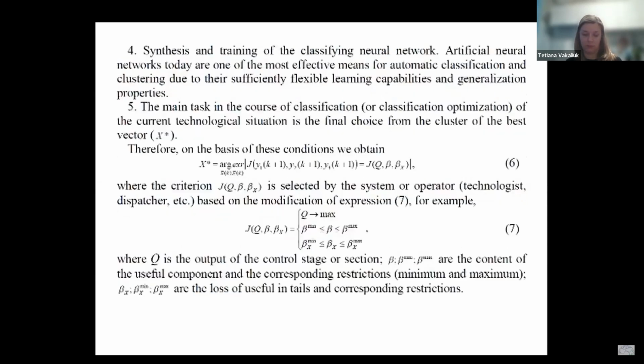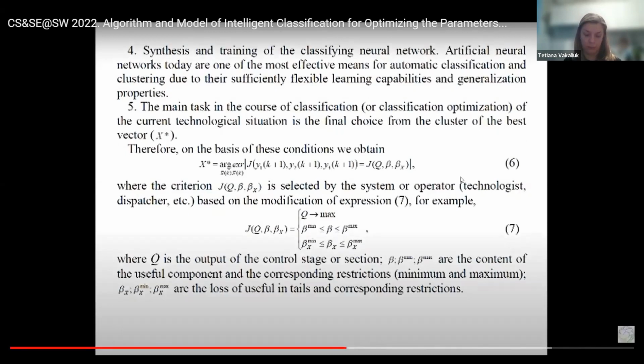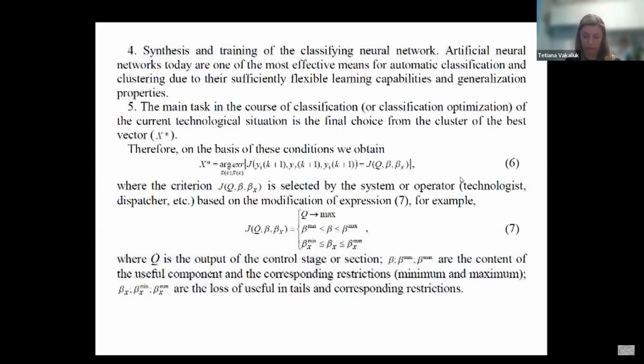4. Synthesis and training of the classifying neural network. Artificial neural networks today are one of the most effective means for automatic classification and clustering due to their sufficiently flexible learning capabilities and generalization properties.